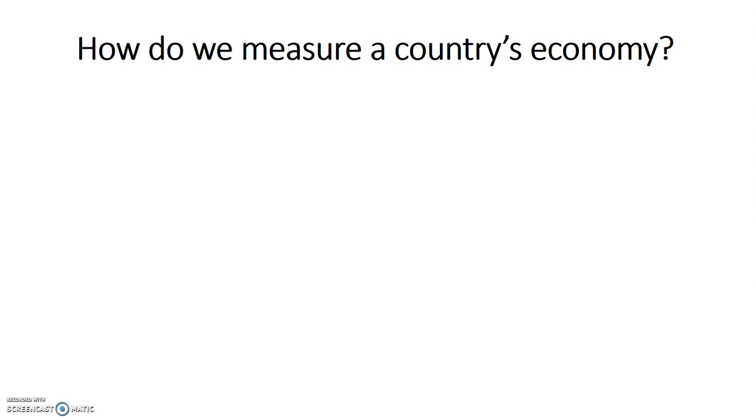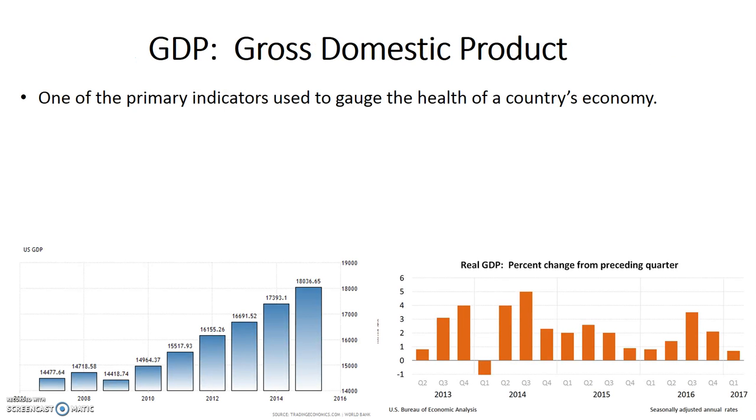How do we tell if our economy is better or worse than last year? How do we compare one country to another? Well, one way it's done is through a measurement called the gross domestic product. GDP has historically been one of our most important economic indicators, if not our most important economic indicator, and it's used elsewhere around the world as well.